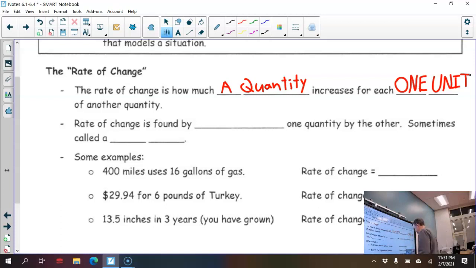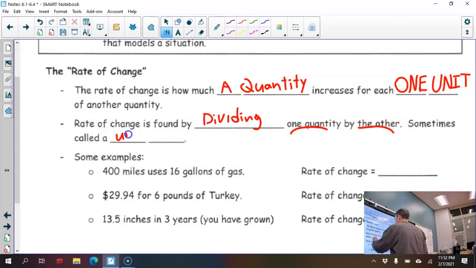Rate of change is found by dividing. You divide one quantity by the other. And sometimes this is called a unit rate. I will explain why in just a second. So let's look at some relatively easy examples.